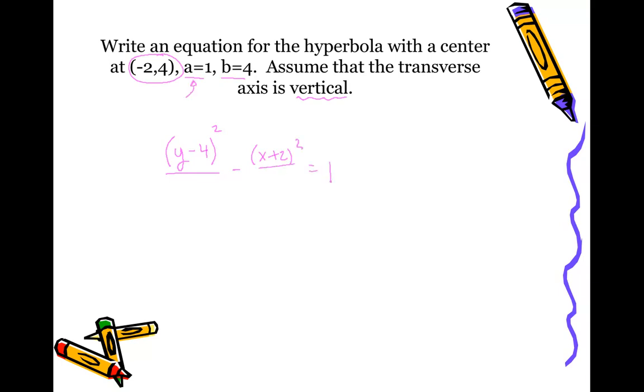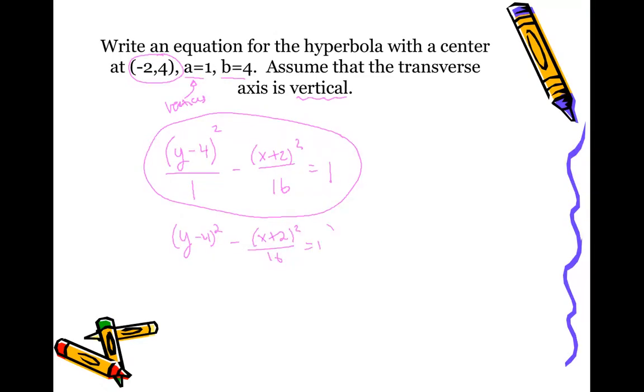Well, A is going to be the one that's under the vertical, right? Because A has to get us to the vertices. So this is just going to be a 1. This is going to be a 16, right? That might be the equation that you have. You could really write y minus 4 squared minus x plus 2 squared over 16 equals 1. You do not by any means need to write that it's divided by 1.